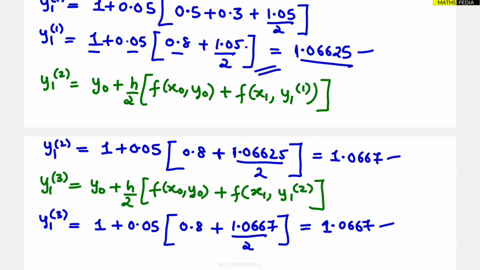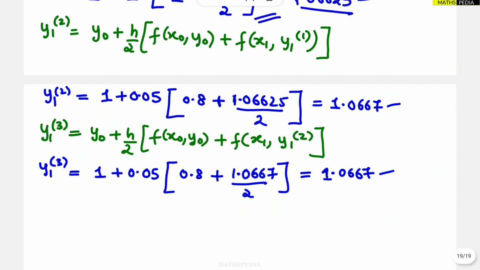So this will be the answer, right? So y1 of 3 iteration we got it as, this is basically the answer of what? Y of 0.1 is equal to 1.0667. Now we'll go for the second stage.